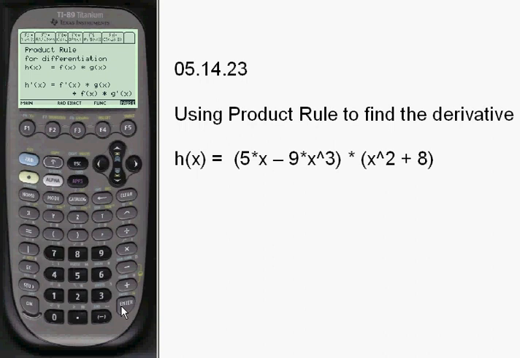And of course the formula is at the bottom here. The h prime of x, which is the derivative of h of x, is the derivative of the first function times the original g of x, plus the original f of x times the derivative of g of x. So let's press enter here and keep going.